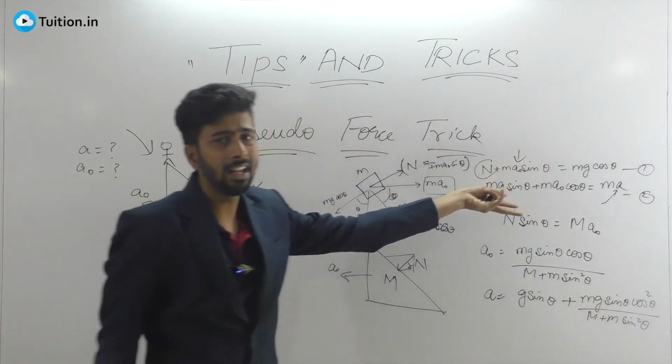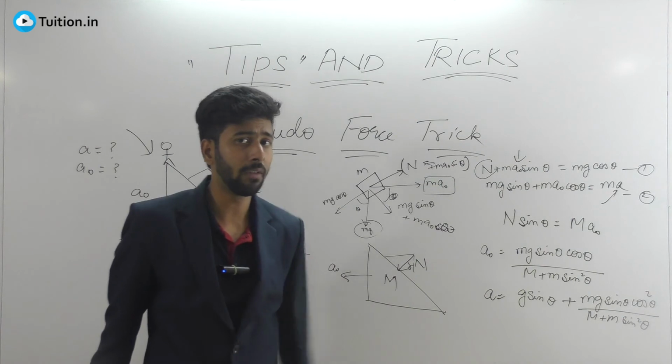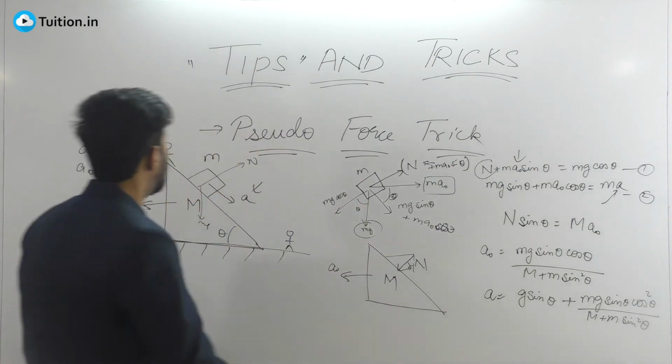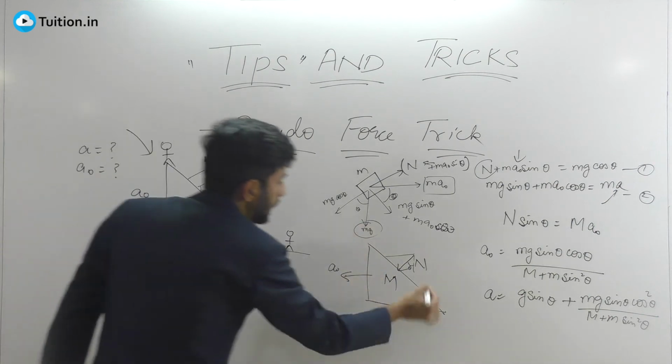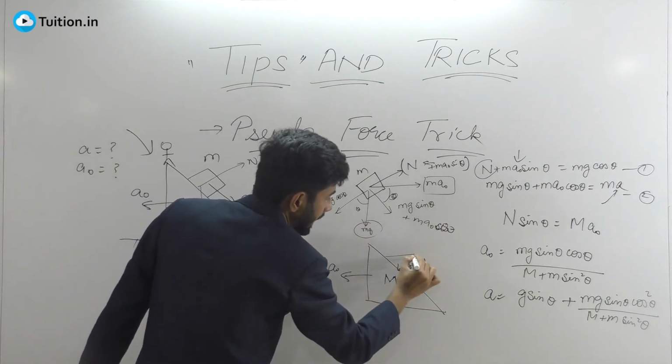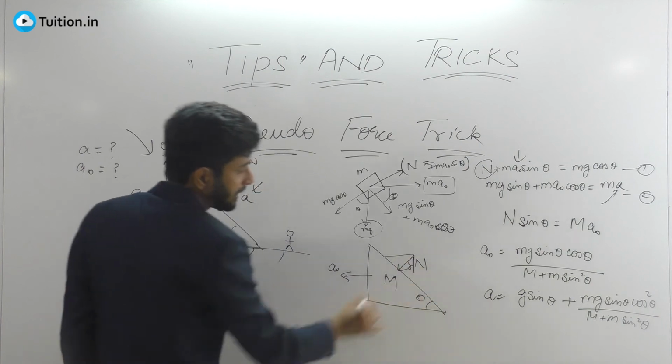So how do you get three unknowns from two equations? That's not possible. We need one more equation. How do we get one more equation? That will come from the free body diagram of the wedge. If you look at the wedge, there's a normal reaction like this. This angle will be theta. You can check that by geometry.